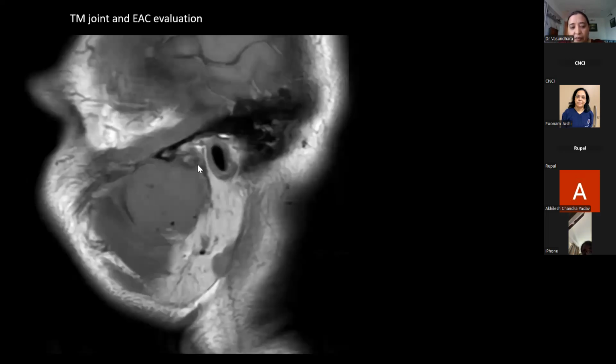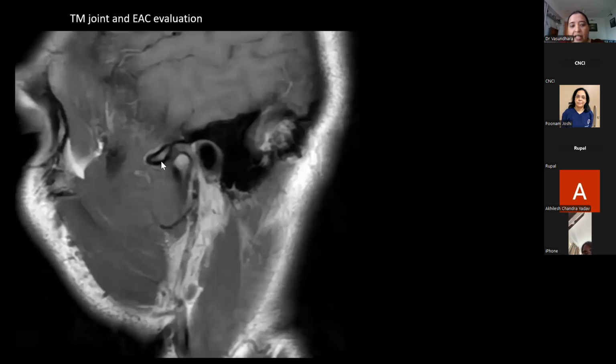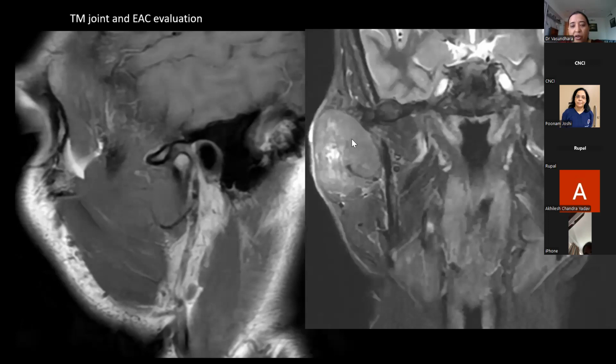Now, as you come to the TM joint, this capsule is also very well seen. So sometimes for the TM joint also, whether it is an ear malignancy or a parotid malignancy, I would like to confirm on my sagittal image. Obviously, we do look at the coronal also. So apart from axial, we look at our coronal and sagittal images for certain structures like the TM joint, the EAC, and also the cranial extent of the facial nerve.